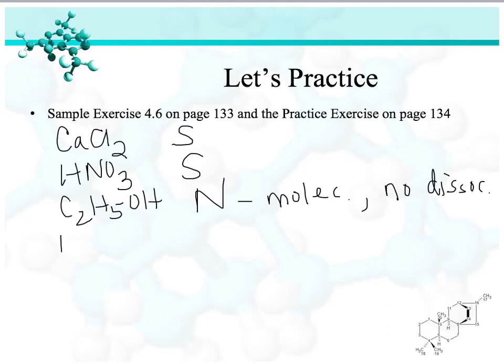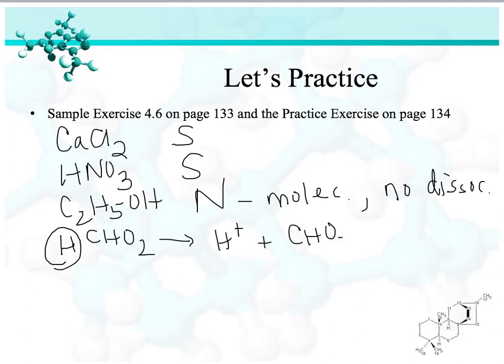Then we have HCHO2. Well, what do you think about that? It's got an H on the front, and so this H is an acidic hydrogen, which means that it will produce H plus to some extent, plus the rest of the compound. And so this one is classified as a weak electrolyte. And finally we have KOH. Well, that's an ionic compound, which makes it strong, but it's also a base, and it's a strong base, which makes it strong. So you try the practice exercise on page 134, and we'll take a look at that in class.